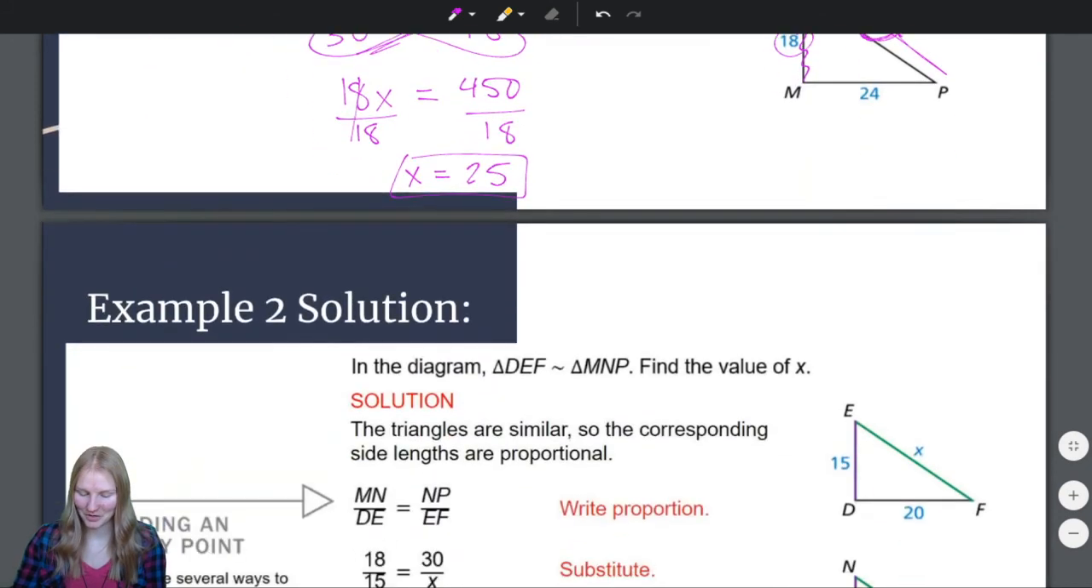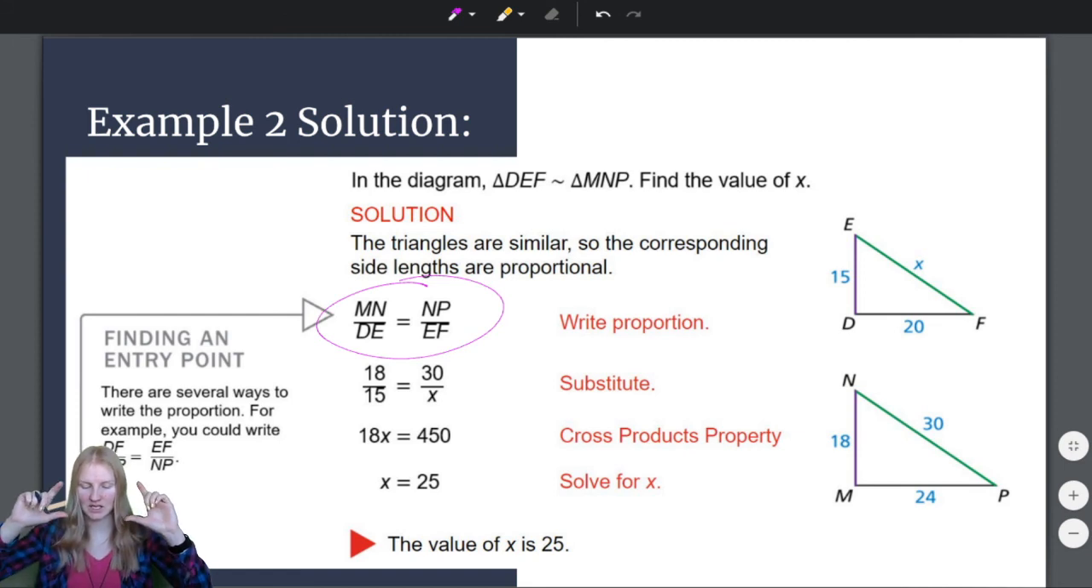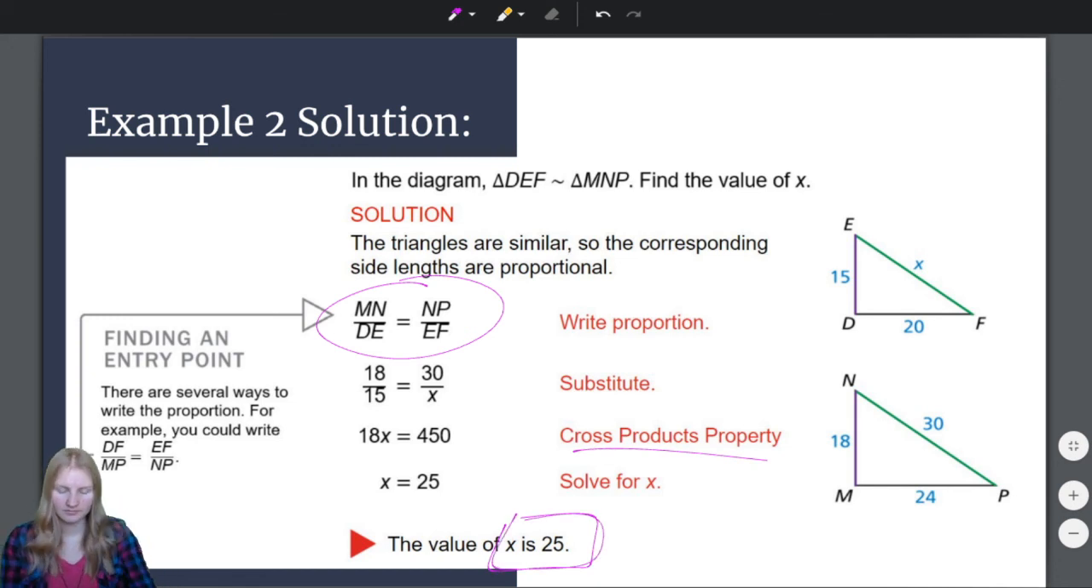Let's check and make sure that we were correct. MN to DE is equal to NP to EF. Oh, yup, they did the same thing as we did. They just flipped the fractions. Remember, it doesn't matter. There are several ways to write the proportions, so you could have put triangle DEF on top and triangle MNP on the bottom. The important thing is that we cross-multiplied. We got x equals 25. Check.